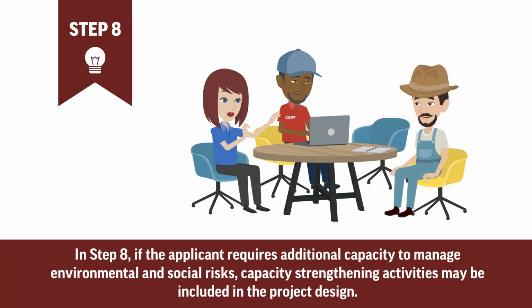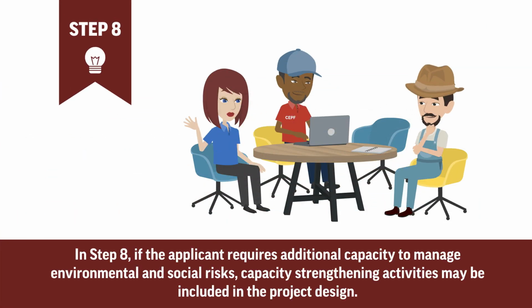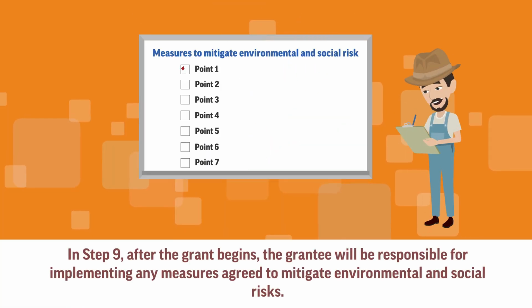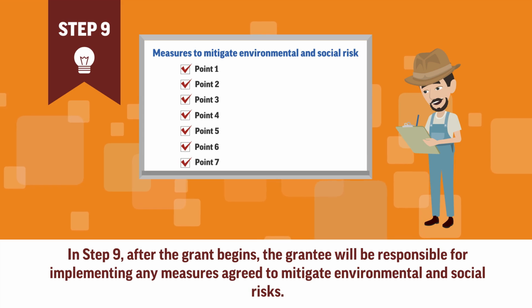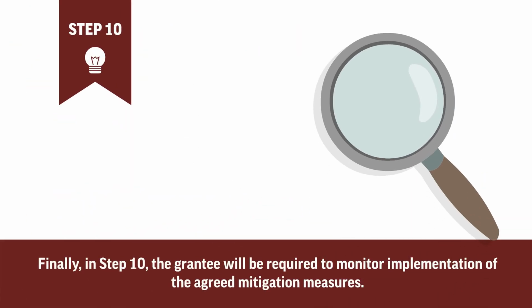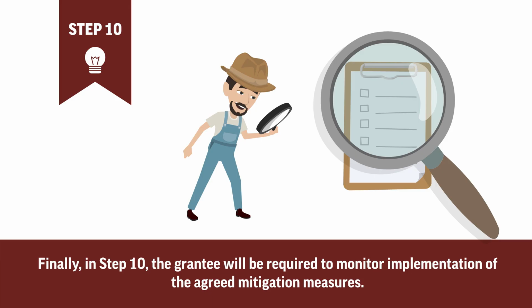In Step 8, if the applicant requires additional capacity to manage environmental and social risks, capacity strengthening activities may be included in the project design. In Step 9, after the grant begins, the grantee will be responsible for implementing any measures agreed to mitigate environmental and social risks. Finally, in Step 10, the grantee will be required to monitor implementation of the agreed mitigation measures.